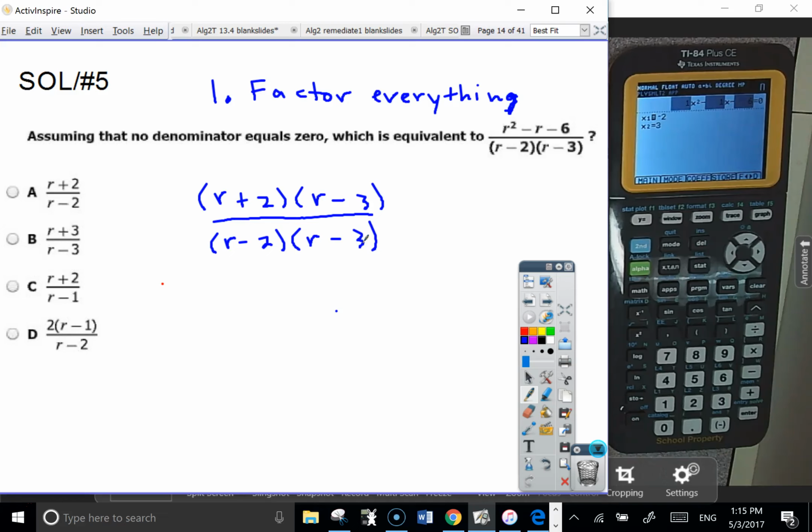Okay, then what do you do at that point? You cancel the common factors, so the r minus 3's cancel. And then you can pick out your answer from there, right there.